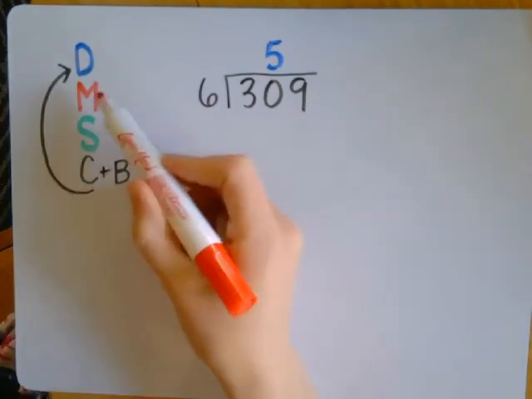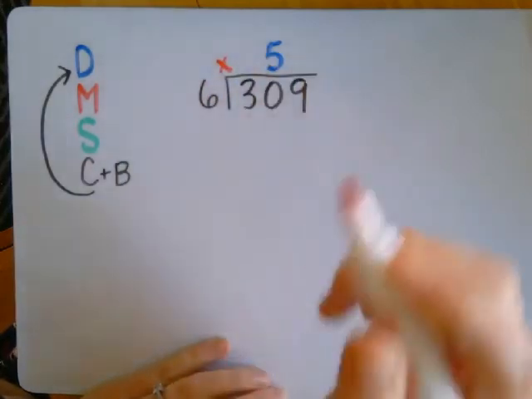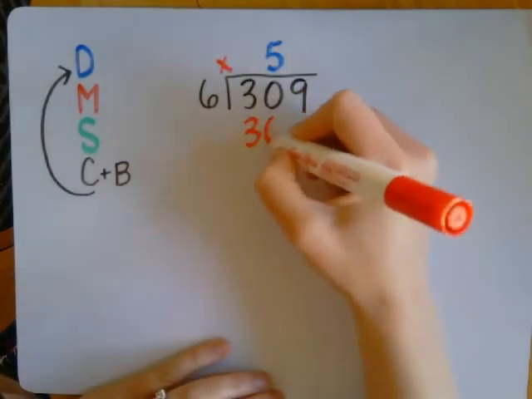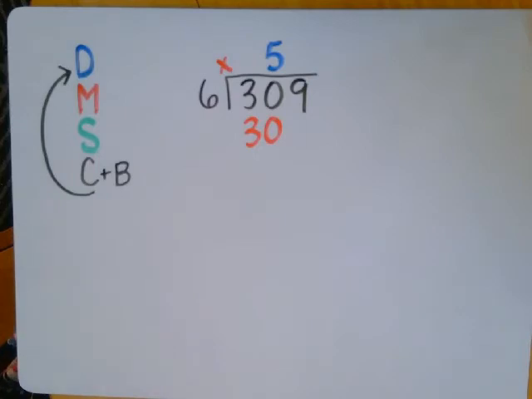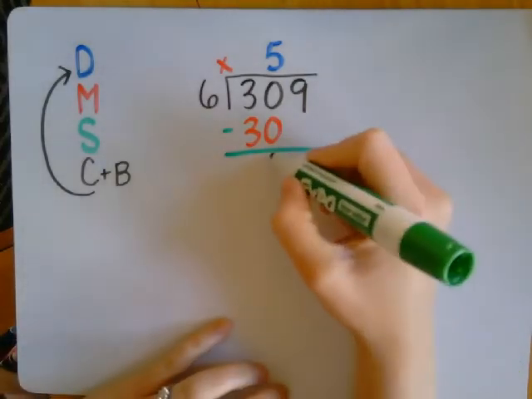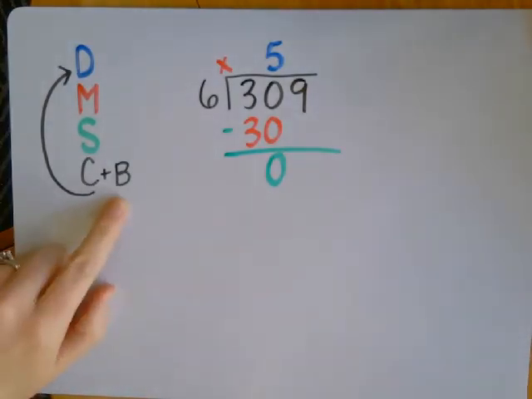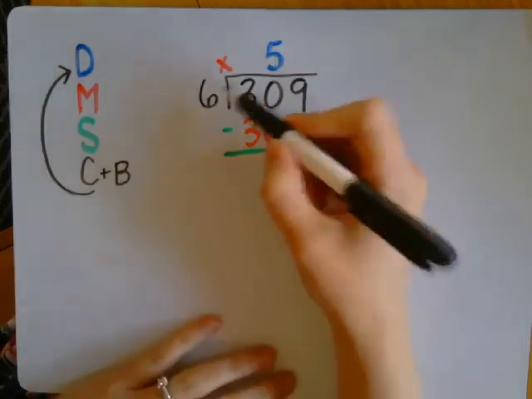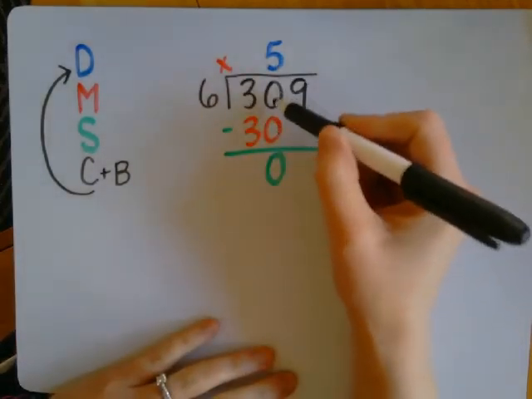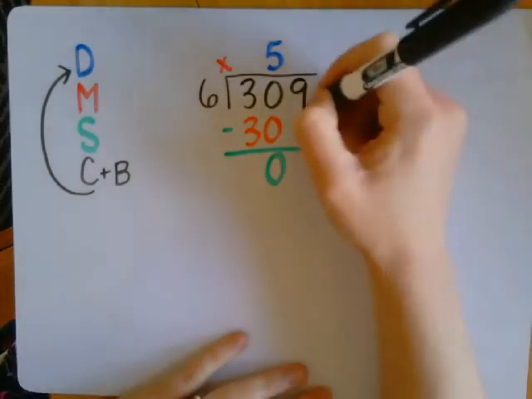All right, next is multiplication. So I need to multiply 6 times 5. Remember, I found that to be 30. And then our next step would be to subtract. If I started with 30 and I take away 30, I'm left with nothing. Now I need to check my work and bring down the next number. 6 times 5 is 30. 30 minus 30 is 0. So all of that is true and checks out. So I need to bring down the 9.